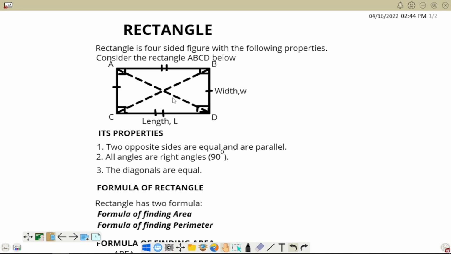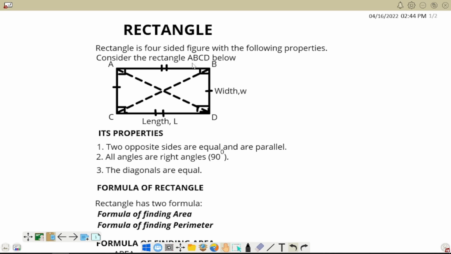Okay, now let us proceed. What is about the rectangle here today? About rectangle, we are going to see what is a rectangle, the properties of a rectangle, and the formula of a rectangle. So we are going to discuss three things here. First of all, a rectangle is a four-sided figure with the following properties.